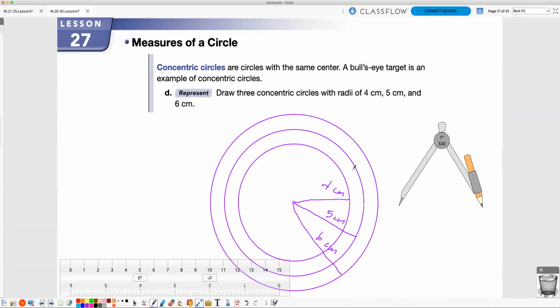That's the radius. If I wanted to find out what the diameter of the 4 centimeter radius, it would be 4 plus 4, which makes 8 centimeters. If I did the 5 centimeter, the diameter of that would be 10 centimeters. The diameter of a circle that has 6 as a radius is 12.